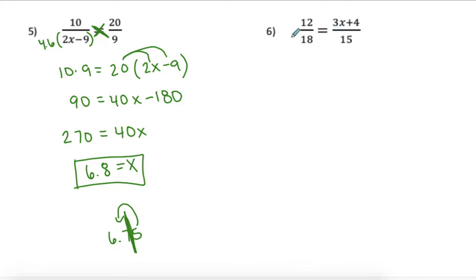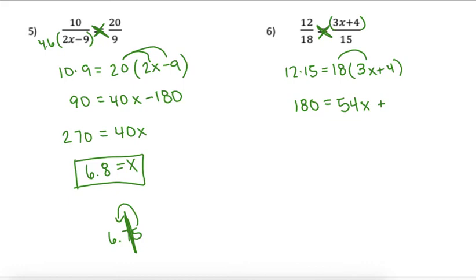All right, on 6 here. I'm going to put parentheses around this because it's not by itself, grouping those together, and cross multiply. 12 times 15 and 18 times 3x plus 4 for the other cross. 12 times 15 is 180. 18 times 3x is 54x, with the x coming down. And distribute the 18 to the 4 is 72.